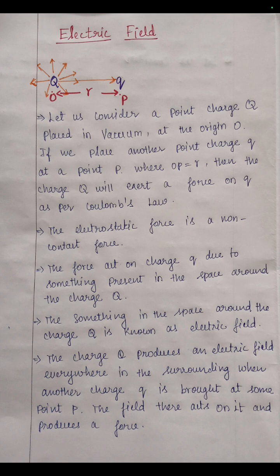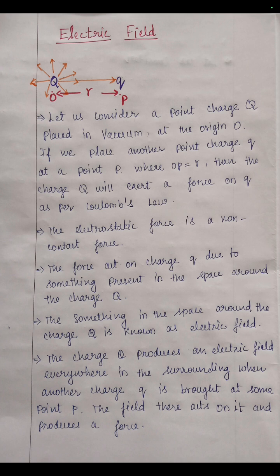Now consider a point charge capital Q placed in vacuum at the origin O. If we place any other point charge small q at a point P, and the distance between the origin and the point P is r, then according to Coulomb's law, the capital Q charge exerts a force on the small q charge. But here there is no direct contact between these two point charges. Then how does the small q charge experience a force from the capital Q charge? It is due to something present in the space around the capital Q charge.